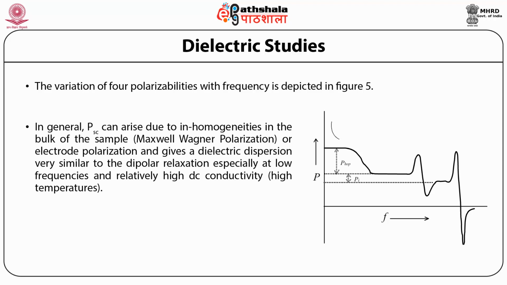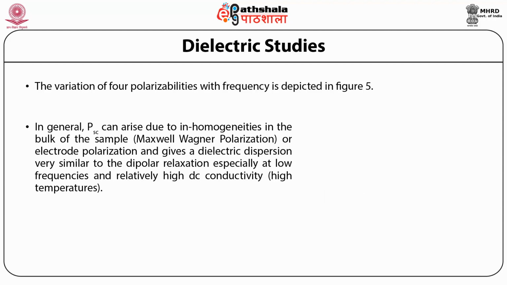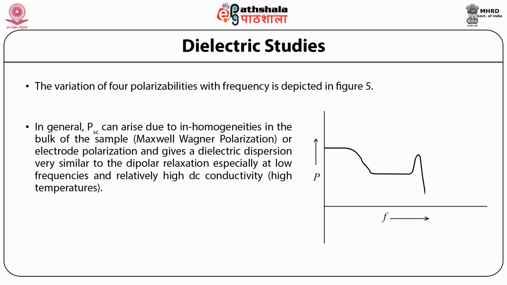In general, PSC, which is the space charge polarization per unit volume, can arise due to inhomogeneities in the bulk of the sample, which is also known as Maxwell-Wagner polarization, or electro-depolarization, and gives a dielectric dispersion very similar to the dipolar relaxation, especially at low frequencies and relatively high DC conductivity, or we can say at high temperatures.